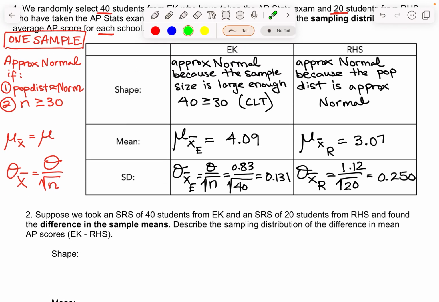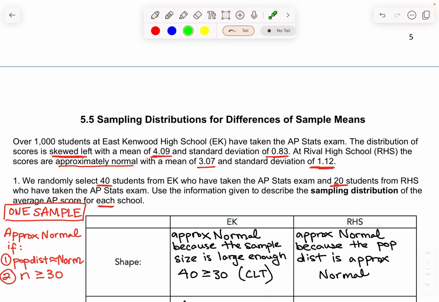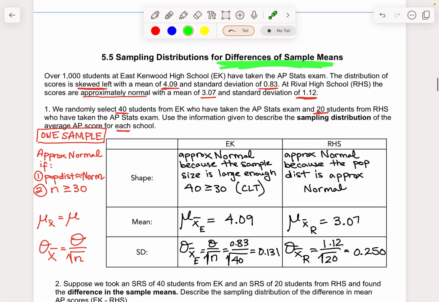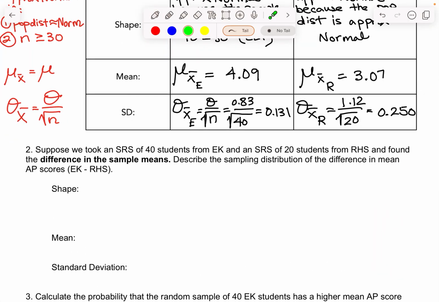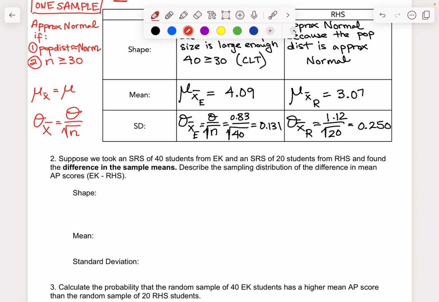Okay, so this is what the individual sampling distributions look like. But this section is called sampling distributions for difference of sample means. So we're about to start subtracting. So down here in the next part, what does it say? It says, suppose we took a simple random sample of 40 students from EK and a simple random sample of 20 students from RHS and found the difference in the sample means. Describe the sampling distribution of the difference in mean AP scores, EK minus RHS. Okay, so here we're now taking two samples and we're looking at the difference.